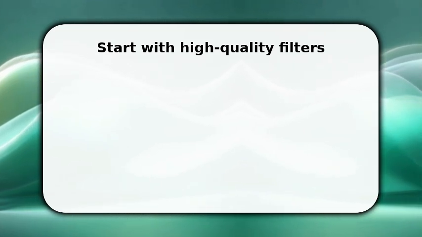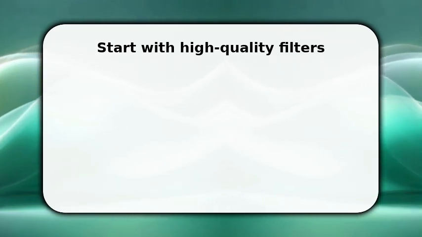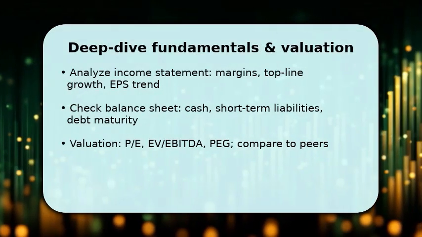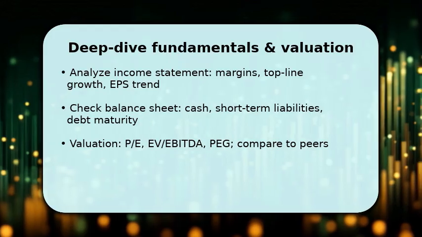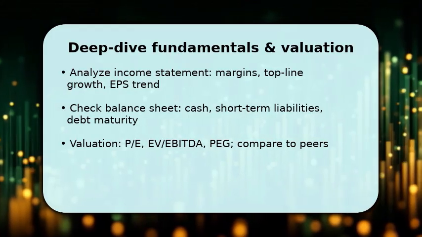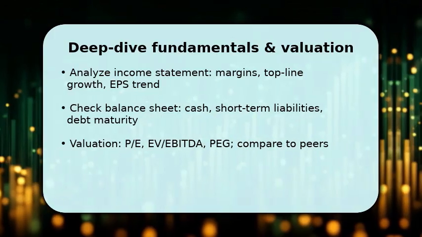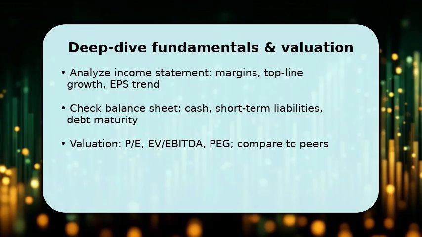You now go deeper into fundamentals and valuation to answer why a company should outperform. Start with the income statement. Confirm rising margins and sustainable EPS growth, because revenue without margin improvement can mislead. Then inspect the balance sheet for cash runway and looming debt maturities.